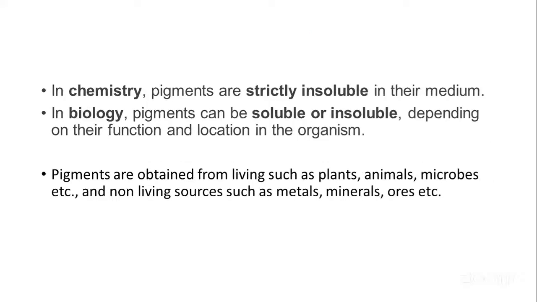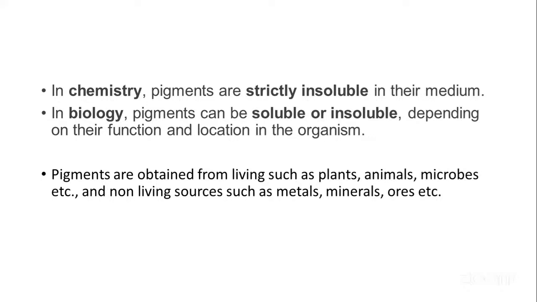In chemistry, pigments are strictly insoluble in the medium, meaning they do not dissolve but remain as fine particles suspended within the substance or material they color. For example, titanium oxide is a white pigment used in paints, sunscreen, and plastic. It remains suspended in the medium rather than dissolving in it.